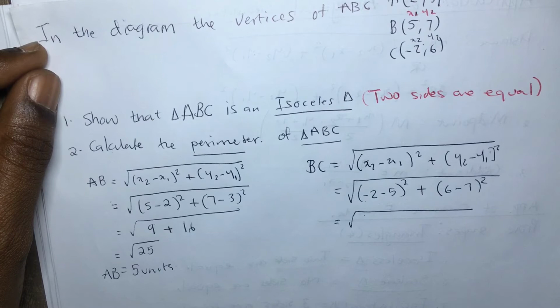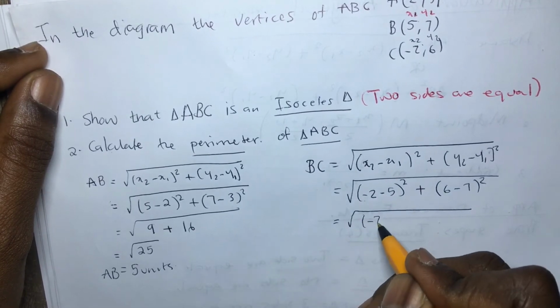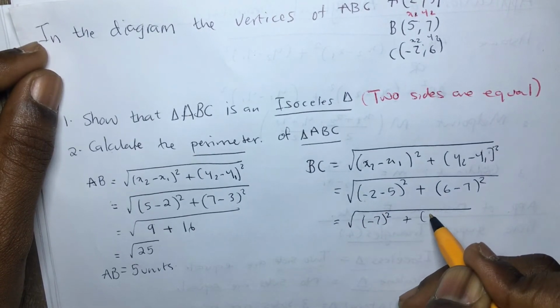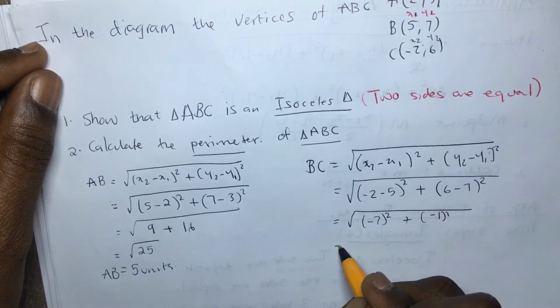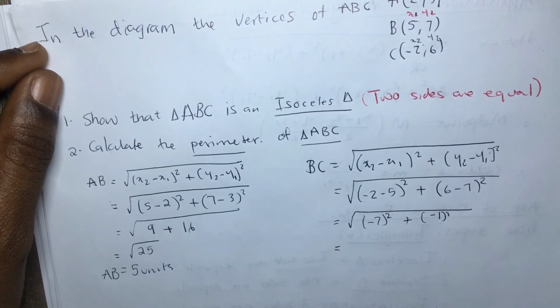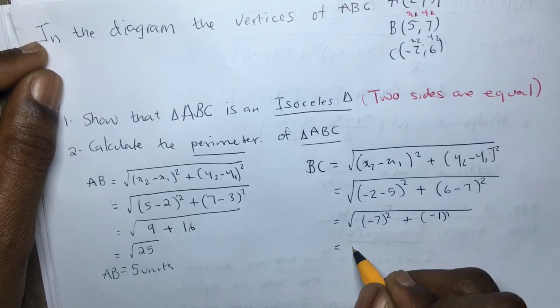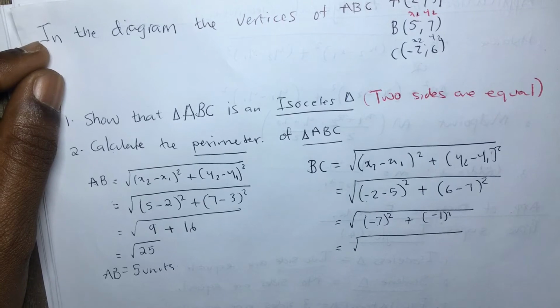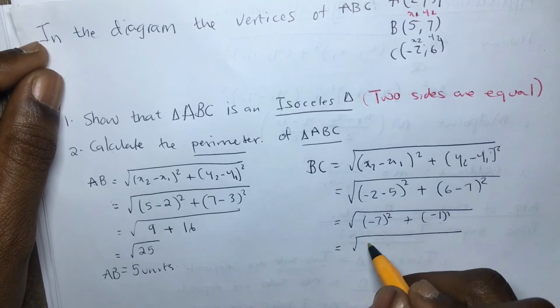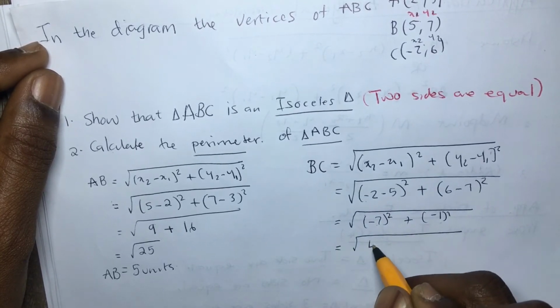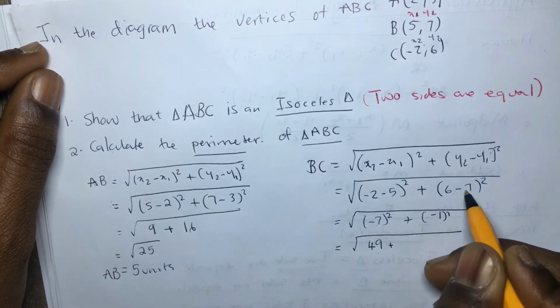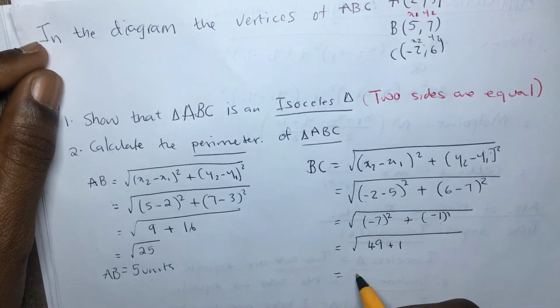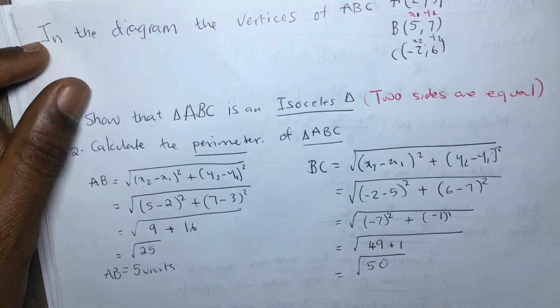Okay, let me write it down. It's minus 7 squared plus minus 1. Why are you using a calculator? Because... so this is 7 squared. 7 squared is 49. What am I even doing? So 7 squared is 49 plus this is going to give you 1. 1 squared is 1. So this question becomes 50.